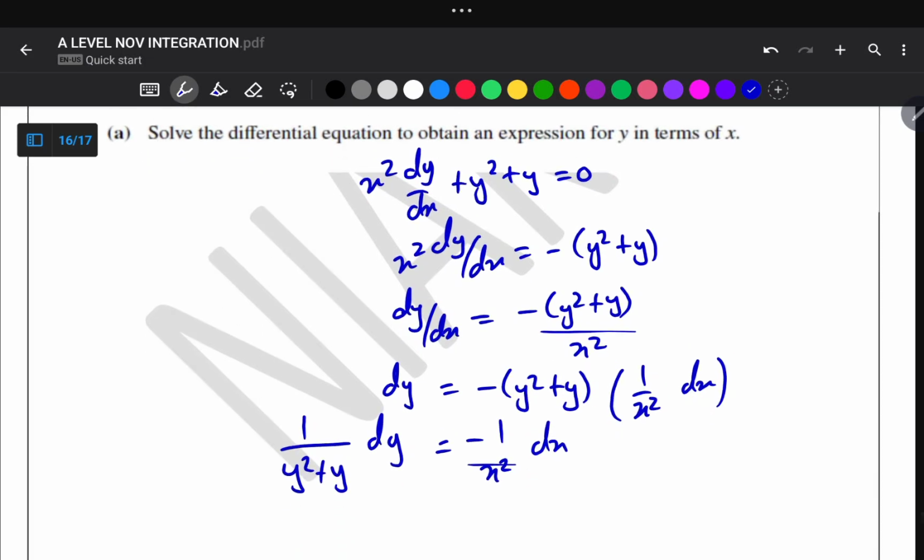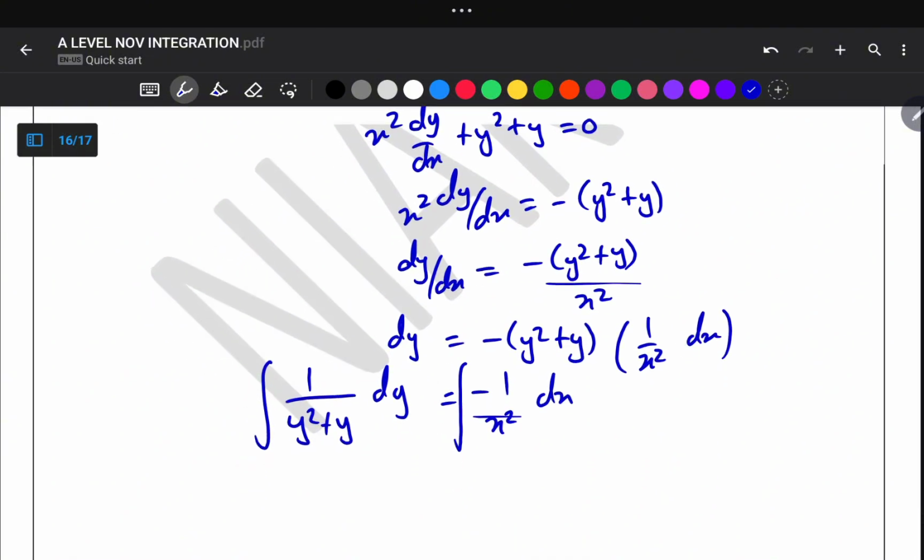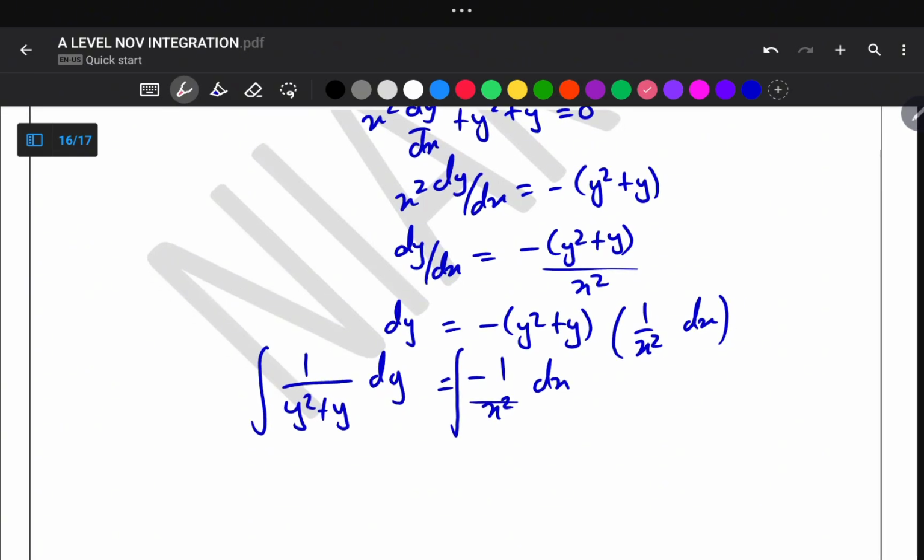So here we can integrate both sides: the integral of 1 over y squared plus y with respect to y, and the integral of negative 1 over x squared with respect to x. On the left hand side, to integrate this function, the first thing we need to do is to express 1 over y squared plus y in partial fractions. So we can now say, taking 1 over y squared plus y.